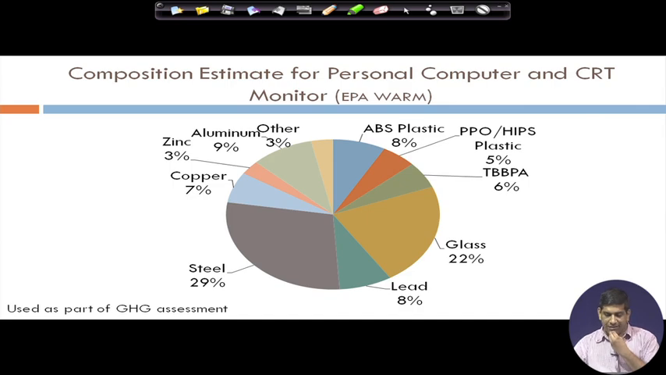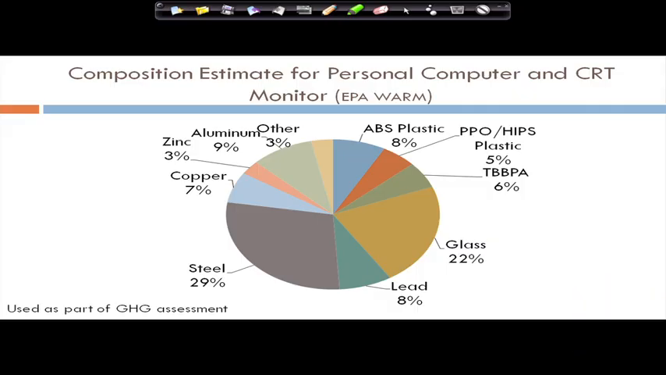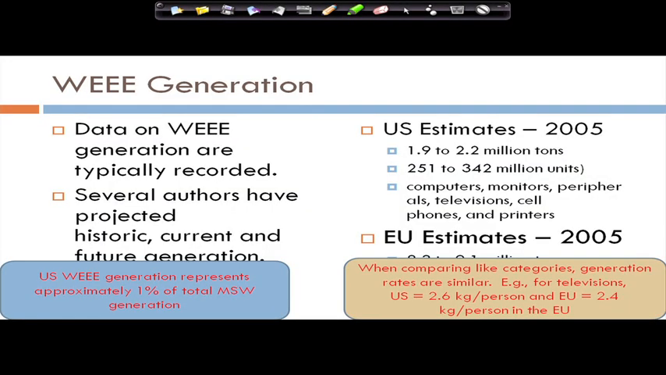And if you look at this particular pie chart, it is now a more detailed pie chart. We are looking at the individual components. Most of these components can potentially be recycled, but some of them have to go to the landfill. So that is in general about e-waste. Now we want to know in terms of quantity how much e-waste is actually being produced, not only in India but around the globe.